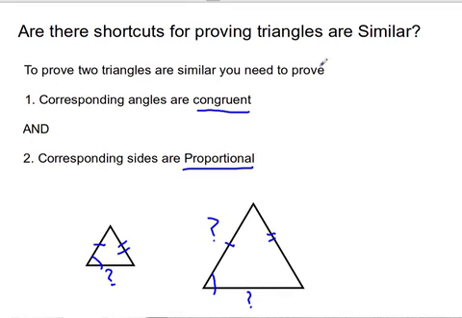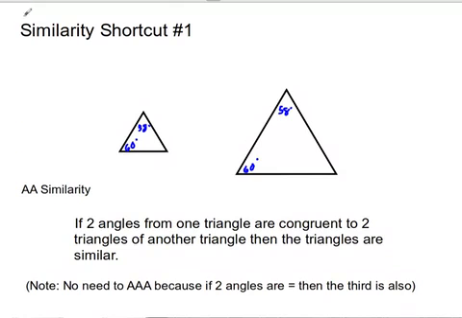So are there any shortcuts? And the answer to that question is yes, there are shortcuts. So rather than showing all 3 angles are congruent and that all 3 sides are proportional to their corresponding sides in the other triangle, let's look at some shortcuts. So there are 3, and so at this point in time you should have out your notebook, and let's take a look at them. The first shortcut is right here.